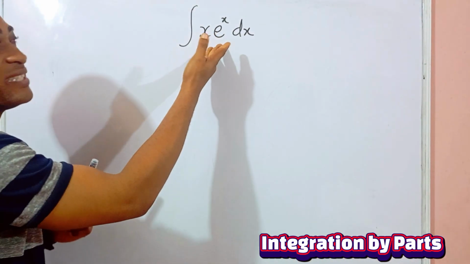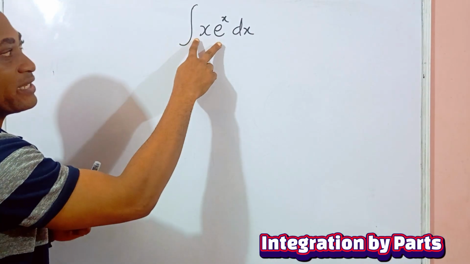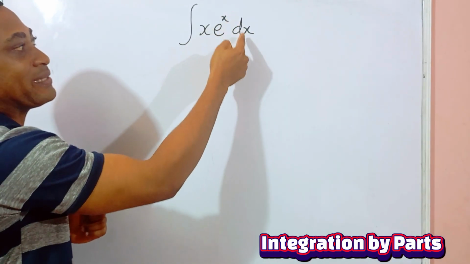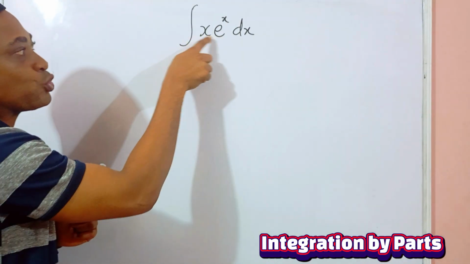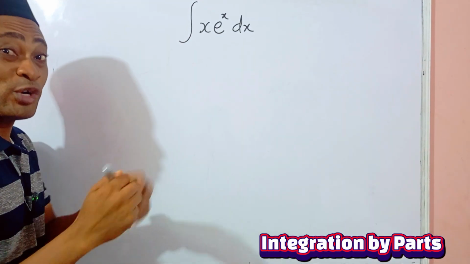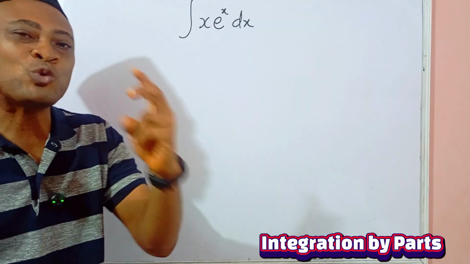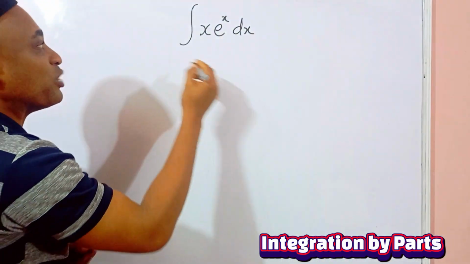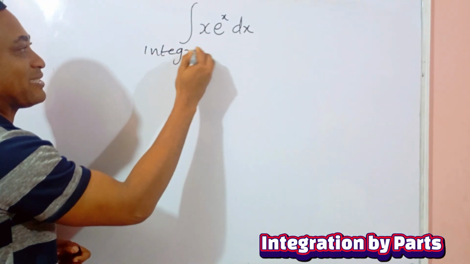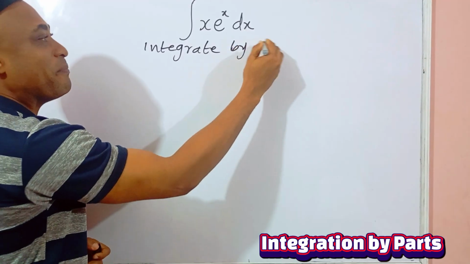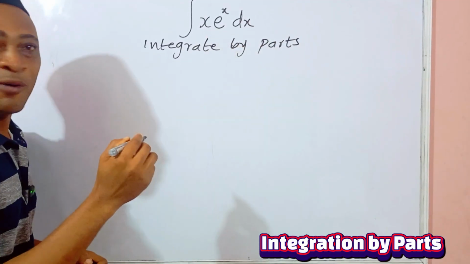Now today we're asked to integrate this. Look at this, we're integrating x exponent x dx. Two dissimilar variables, a product of them. Take note, whenever you're asked to integrate a product of two dissimilar variables, what you do is you integrate by parts. I hope you got that.